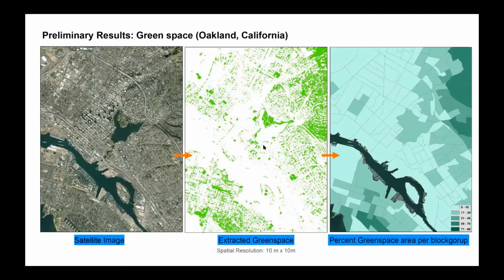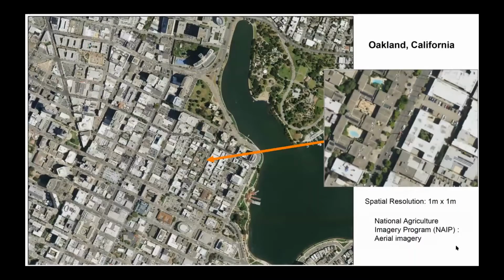Once we extract this using a combination of segmentation and indices, we can then convert this raster layer to a GIS layer, and this is assigned to different census tracts. Here you can see percentages like 0 to 16, which refers to the percentage of green cover inside that geographical level. So this is just one application where we extracted greenness using a combination of different methods. Next one, this one is high resolution, 1 meter by 1 meter.